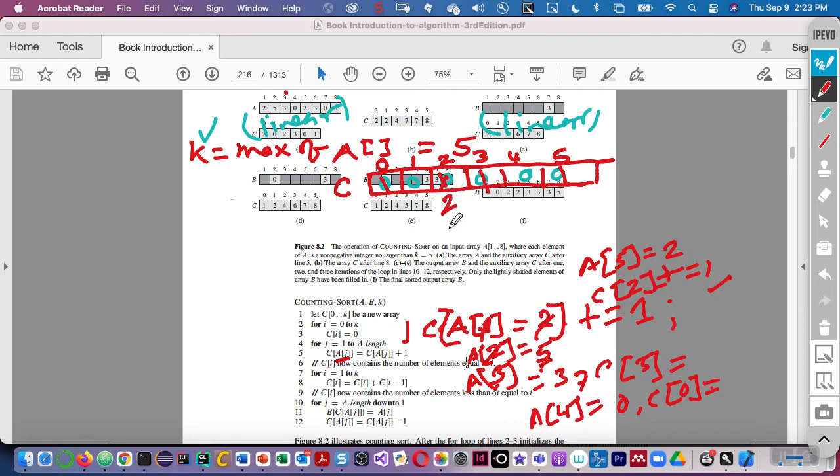Okay, so if you run all the way, from 1 to length 8, then this counter array will be updated with the number of occurrences. And here, if you use index 0 in program code, then you will start from 0 over here, and then you will go to a dot length minus 1. That is the difference in program code.